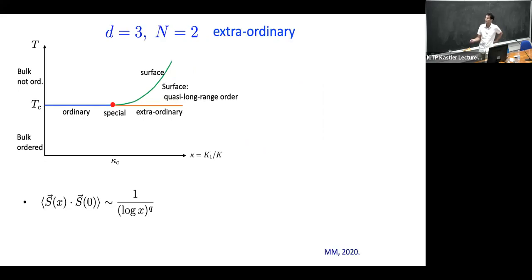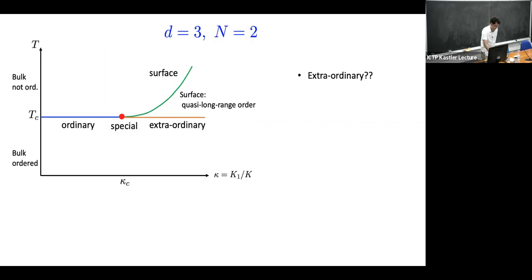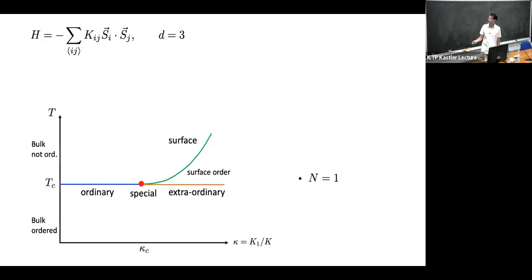Although the system gets close to long-range order along this orange line, the spin-spin correlation function on the boundary doesn't quite go to a constant. Instead, it decays very, very slowly as a power of the logarithm of the separation along the boundary, and this power is universal. I'll explain where this result comes from. It's a consequence of a renormalization group analysis. So this is already kind of interesting. Let's continue. I call this the extraordinary-log universality class, in order to distinguish it from the conventional extraordinary class, where the correlator on the boundary goes to a constant at large separation.